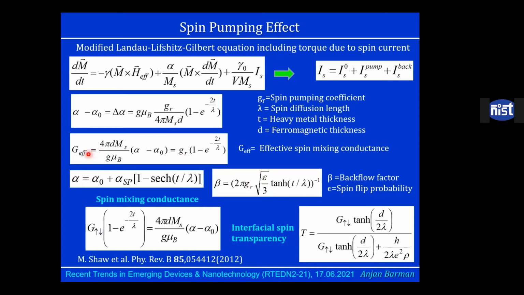So then there is another important term which is called the spin mixing conductance, because it is happening across two interfaces. So their conductance mixing is very important, and this spin mixing conductance can be found out from a term like that, where again this 1 minus 2t over lambda is there. So this is called the effective spin mixing conductance, because there can also be a backflow of spin from the non-magnet to the ferromagnet. And that backflow factor is given by a term like that, where epsilon is called the spin flip probability parameter, which is a very important parameter. And then the intrinsic spin mixing conductance is given by this term.